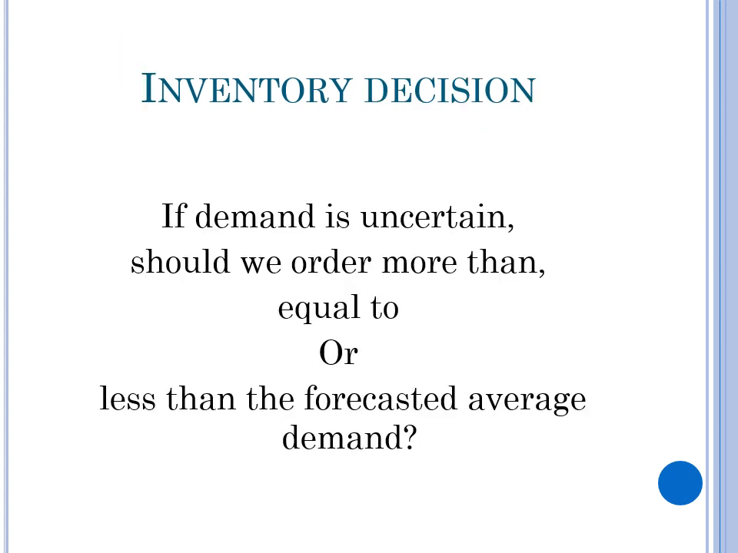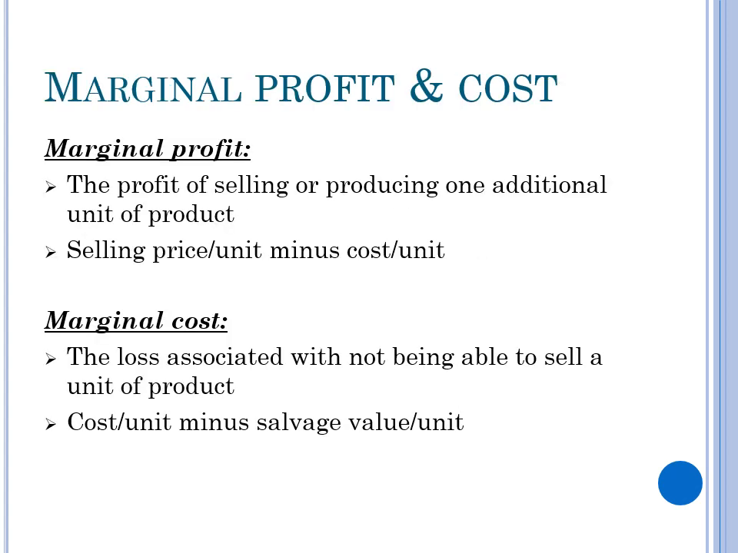EOQ is calculated assuming certain demand, but in real life demand is always uncertain. So demand forecast is done using the appropriate forecasting method. But the fact remains that the forecast is always wrong, and even worse when done for a longer horizon. So should we order more than, equal to, or less than the forecasted average demand? For that we need to know the concept of marginal profit and marginal cost.